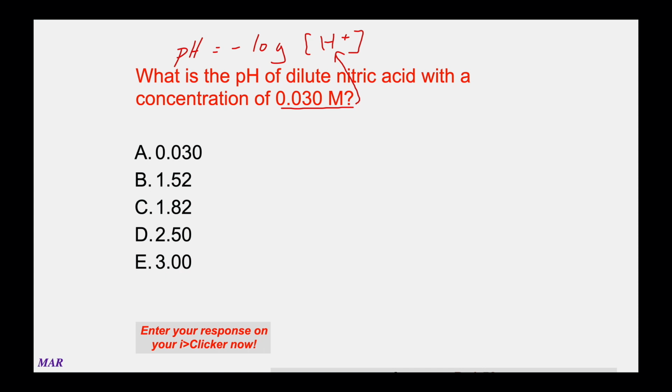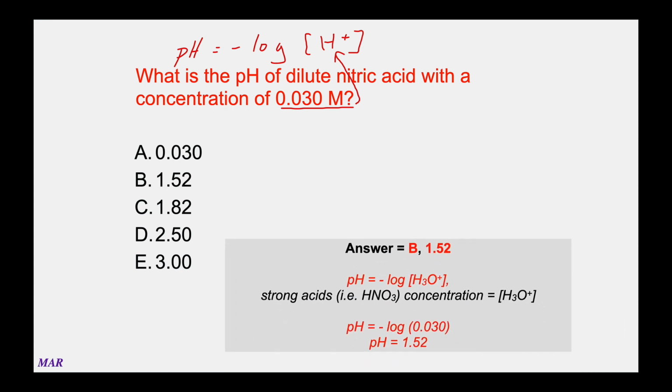Now, in this problem, you will need a base 10 log. You cannot use the natural log, ln, for these problems. It's a whole different kind of thing. But in your calculator, make sure you know how to do this: minus base 10 log H plus. So you go minus log 0.030, and if you did that right, you get answer B, 1.52.